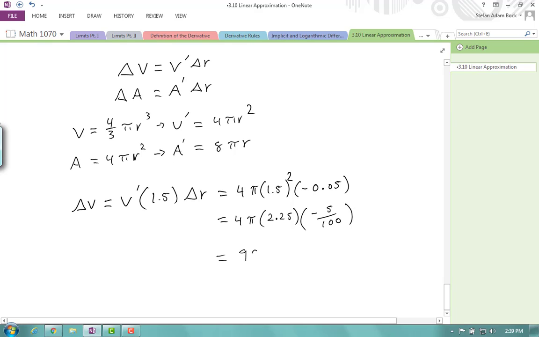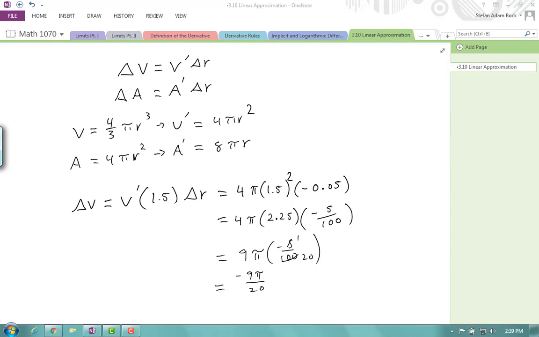So I'll have 9 pi times negative 5 over 100, which is 1 over 20. So I end up with negative 9 pi divided by 20. I got a negative number for my change in my volume, which makes sense because my jawbreaker is shrinking. And these have units. The change in my volume is negative 9 pi over 20 cubic centimeters.